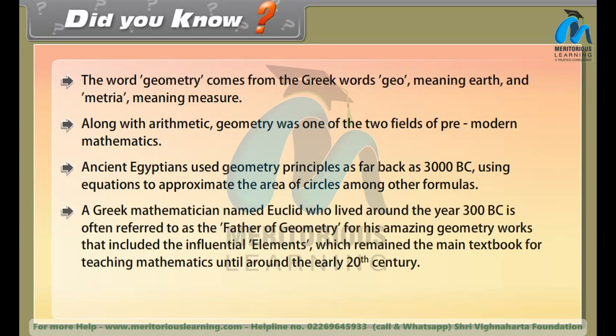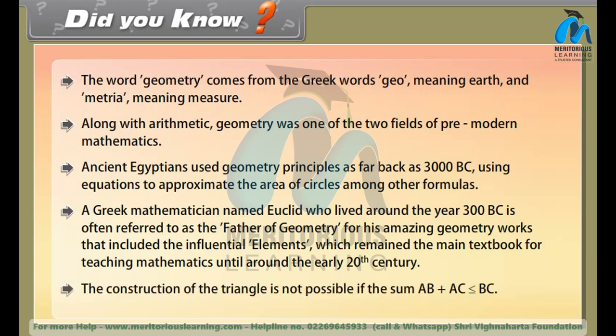A Greek mathematician named Euclid, who lived around the year 300 BC, is often referred to as the father of geometry for his amazing geometry works that included the influential Elements, which remained the main textbook for teaching mathematics until around the early 20th century.